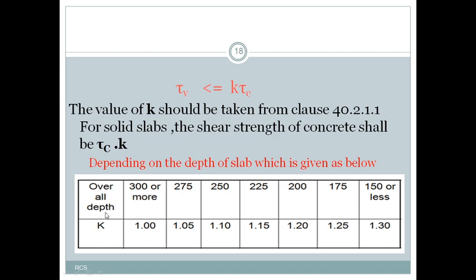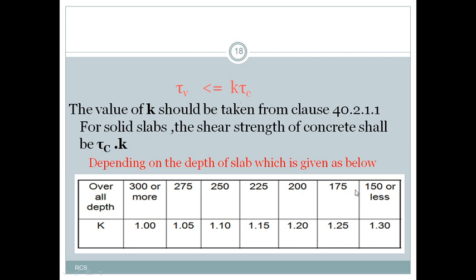So this k value will depend upon the overall depth of the slab. If the overall depth of the slab is more than 300, then it will be 1. For 275 it is 1.05, and for 250 it is 1.1. From this graph you can see that if the overall depth of the slab decreases, this k value increases. Up to 150 or less, we can use 1.30. From that we can calculate the total shear strength capacity of a solid slab, that is k into tau c.